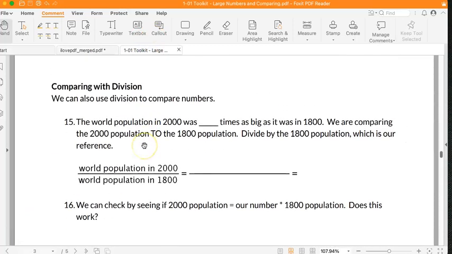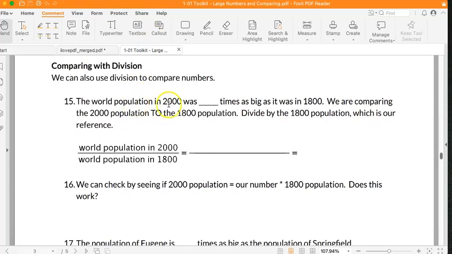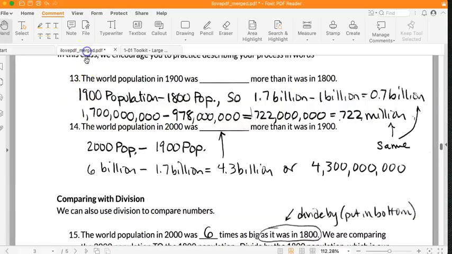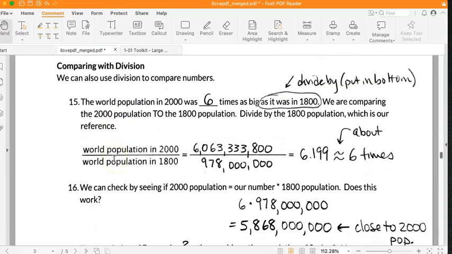Finally, we can get into comparing with division. So the world population in 2000 was blank times as big as it was in 1800. We are comparing the 2000 population to the 1800 population. So we divide. The thing that we're comparing to is what we divide by. This is our reference. And I'm writing this as a fraction where we're understanding that this fraction bar means division. So when I pop over to my answer key here, the answer is going to be about 6 times as big.